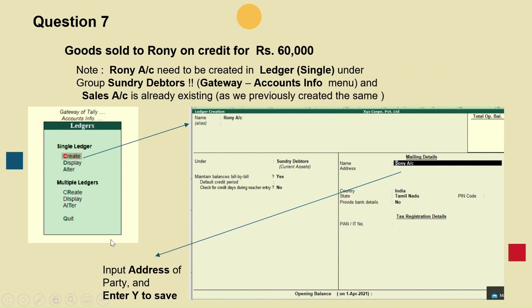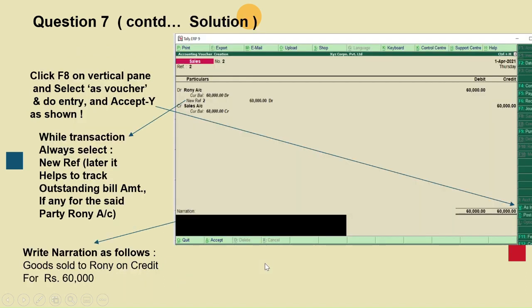And now next is goods sold to Roni on credit rupees 60,000. So Roni account we need to prepare under Sundry debtors group. Already sales is there. Okay, so like this. If you want to put any address, you can put, or you can leave it like that.